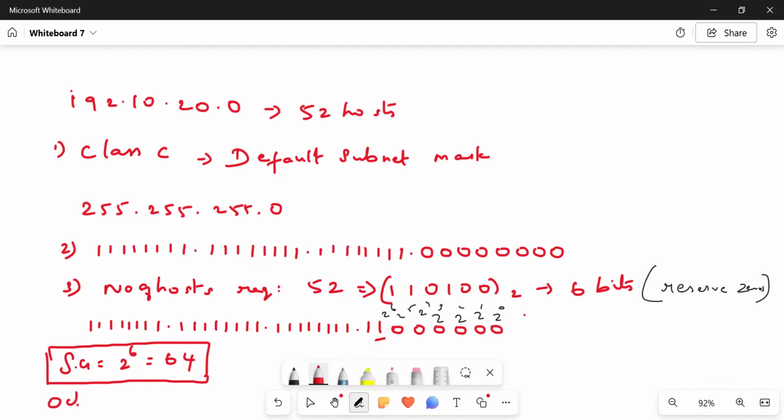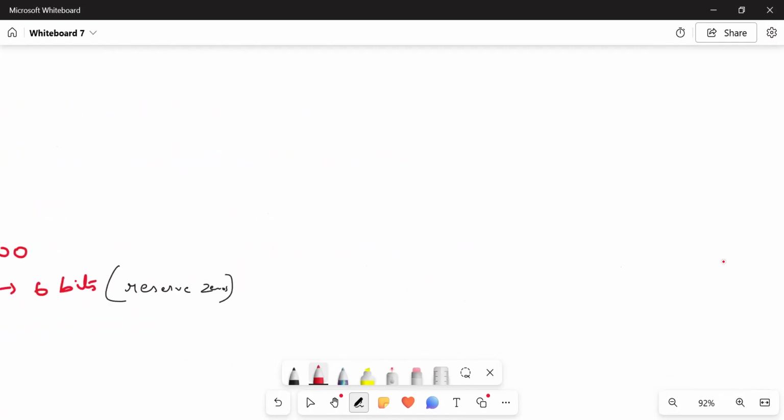Now the octet position. In which octet position have we found the subnet generator? This is 1, 2, 3 and 4, so the fourth position. In this position only we are going to find the subnet range. Now we can write the network ranges.